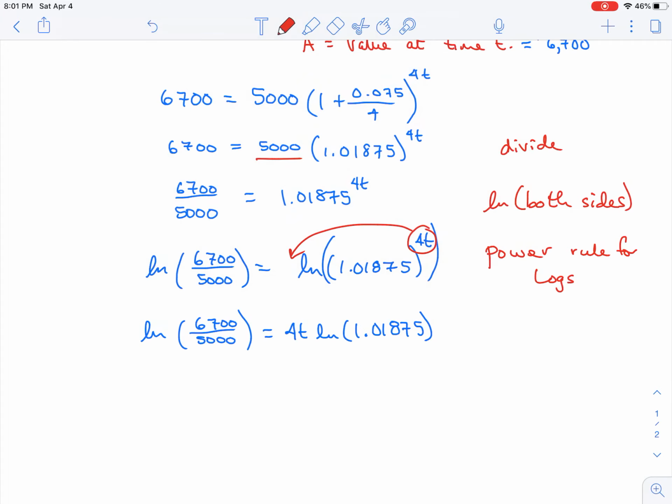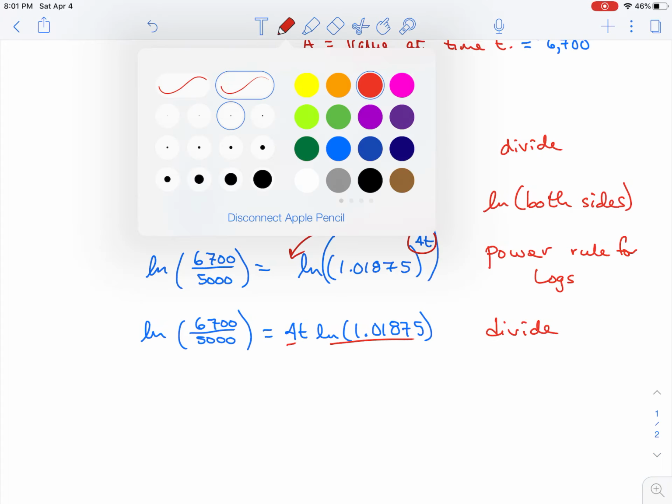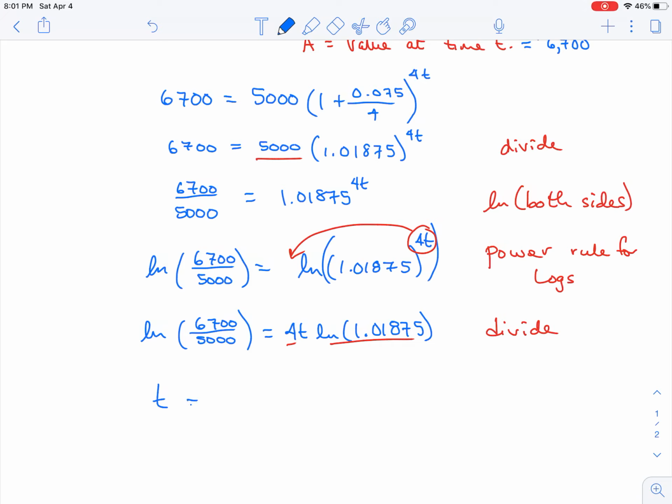And we will simply divide by the 4 and the logarithm to obtain t. t then is equal to the log of 6,700 over 5,000, all of that divided by 4 log 1.01875. Now that's kind of a nonsense answer in terms of communication. So we should get a decimal approximation to better communicate the answer. It comes out to about 3.94 years.